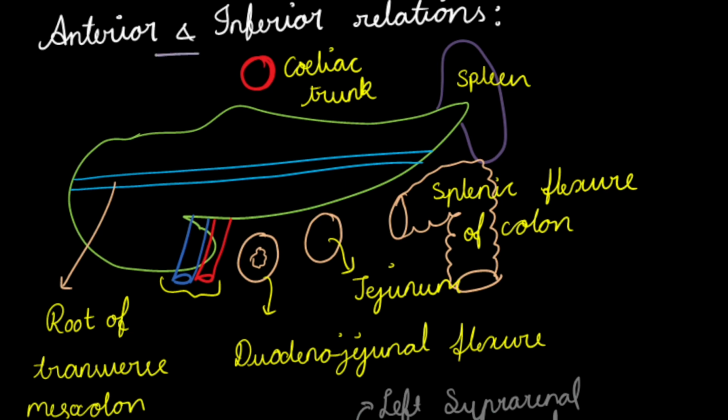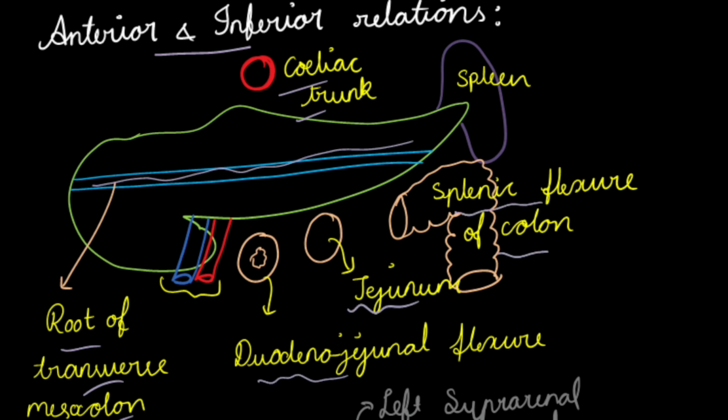Now regarding the anterior and inferior relations, we have the celiac trunk above, and we have the root of the transverse mesocolon, which is situated transversely. In the inferior relation, we have the duodenojejunal flexure, then the jejunum and the splenic flexure of the colon.